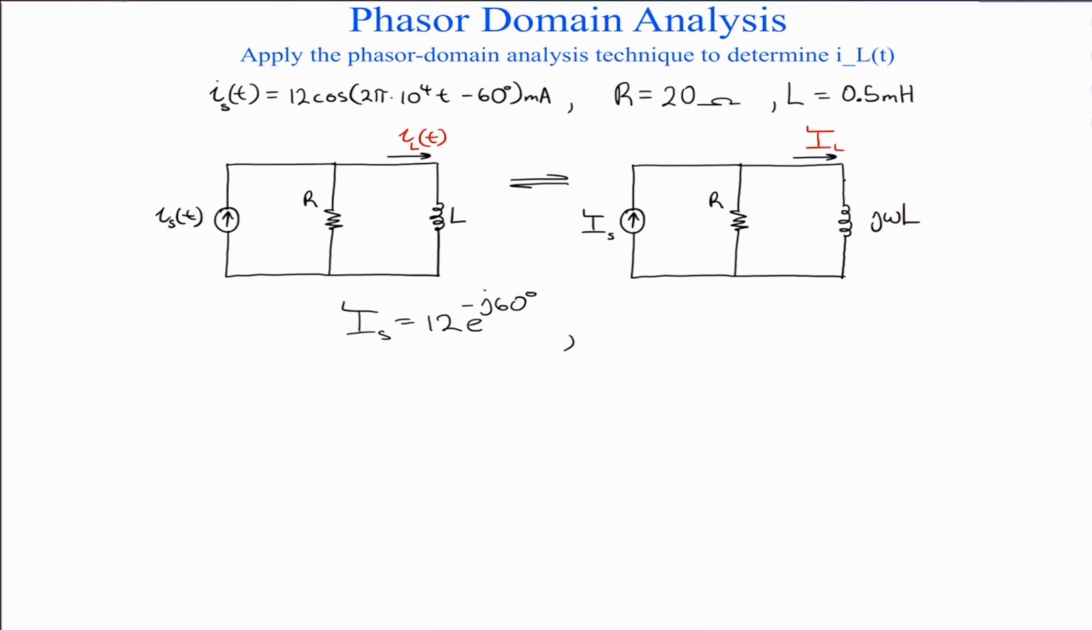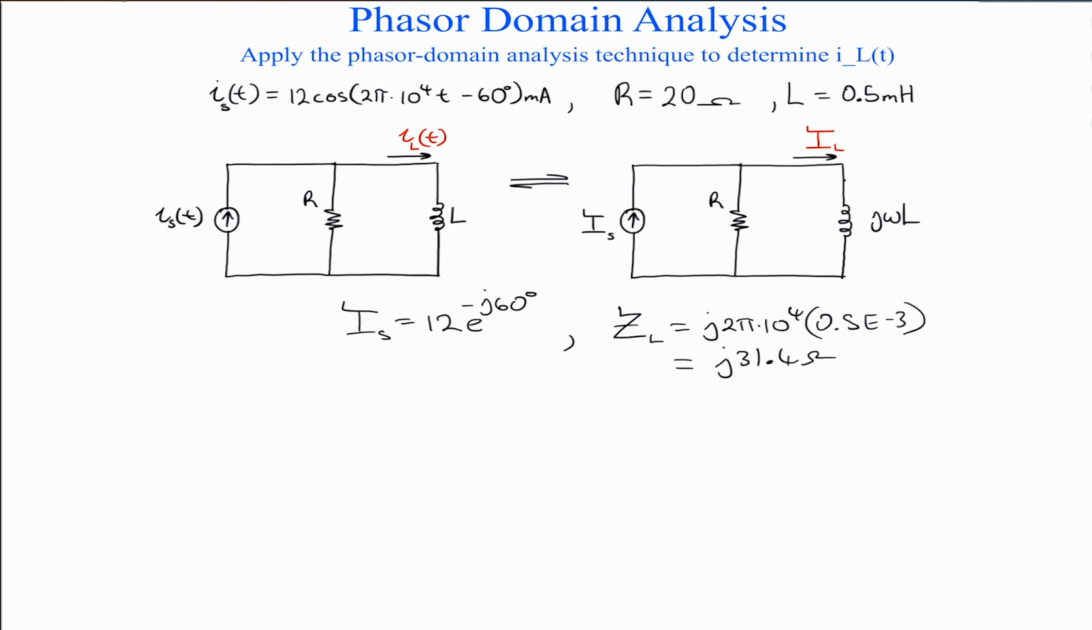And our impedance for the inductor is equal to j omega L. So that is j times 2 pi times 10 to the power 4 times 0.5 millihenry, so 0.5 times 10 to the minus 3. This equals a positive j 31.4 ohms. So that's positive and imaginary.